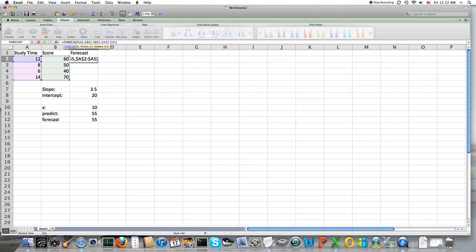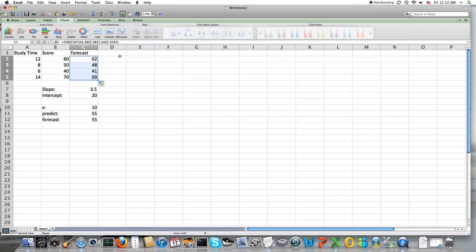So I'm just fixing these two arrays. Didn't change the value at all, of course. And now I can just copy and paste this and look at the forecast values for the various x's. So here in row 3, okay, if you study for 8 hours, our model suggests that you should have a 48 score, and this guy got a 50, so he got lucky. He got 2 points more.